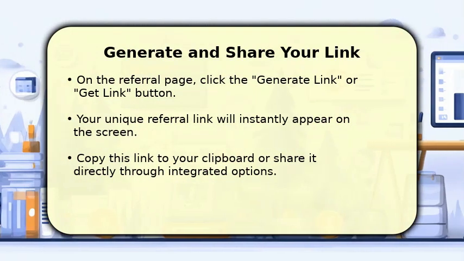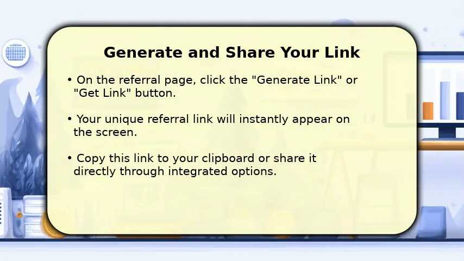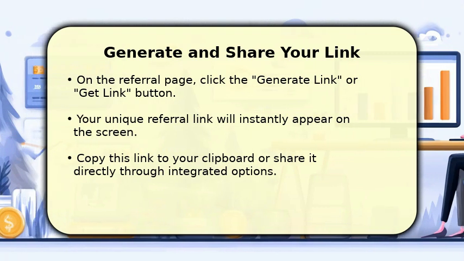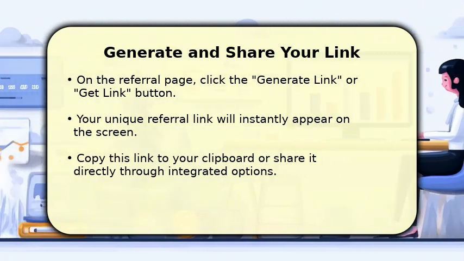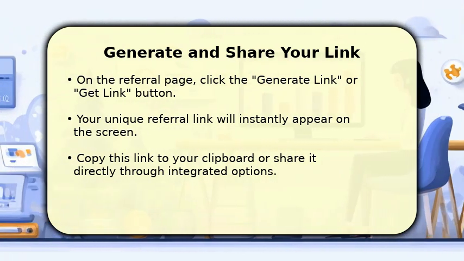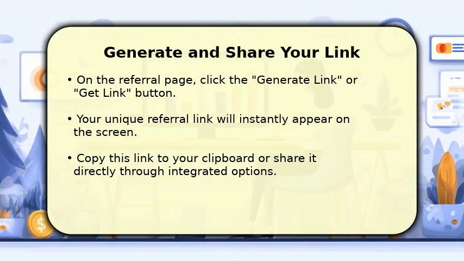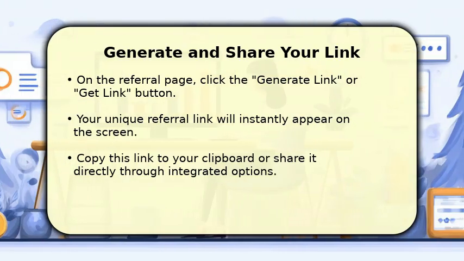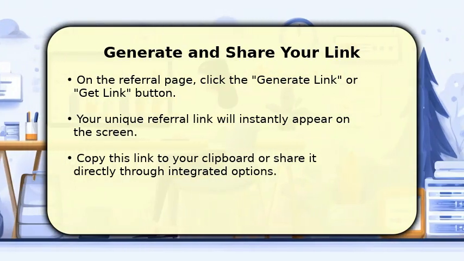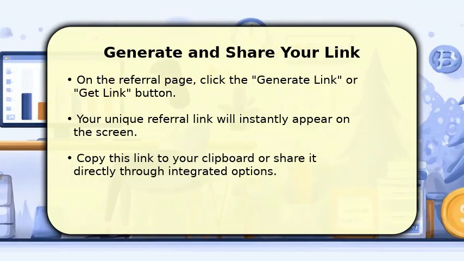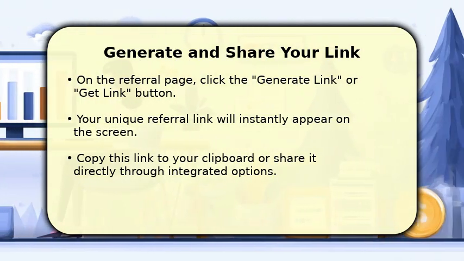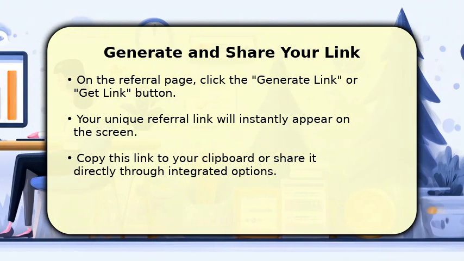On the referral program page, you will see a prominent button, usually labeled Generate Link or Get Your Link. Click this button to instantly create your unique referral URL. Once generated, you can easily copy it to your clipboard for sharing anywhere. Alternatively, there are often built-in options to share directly via email, social media, or messaging apps. Select your preferred method to spread the word.